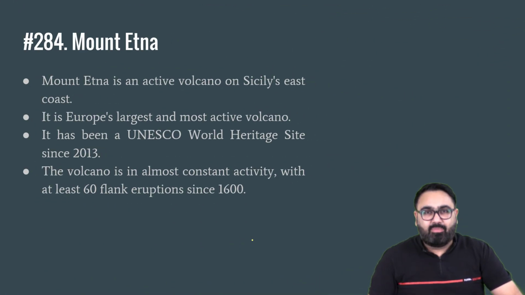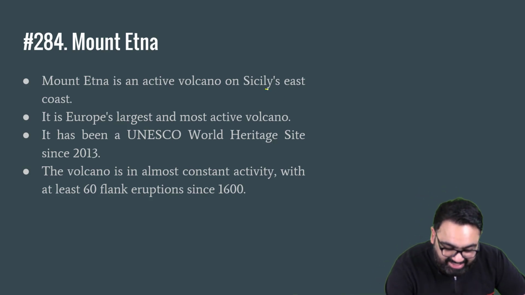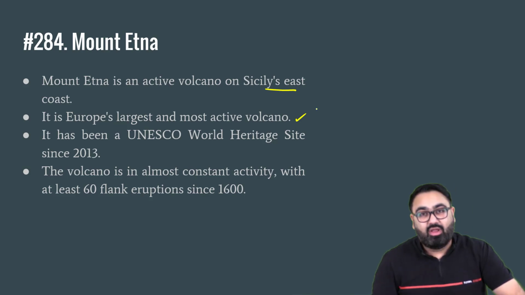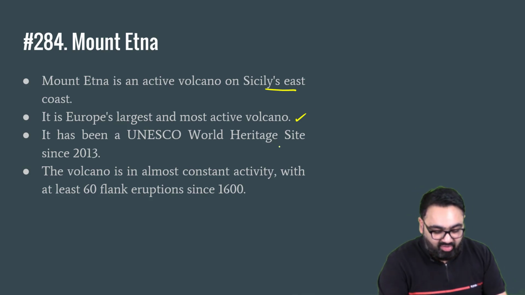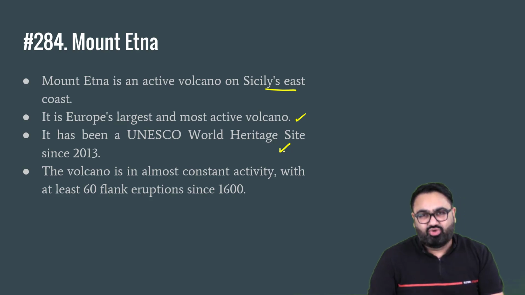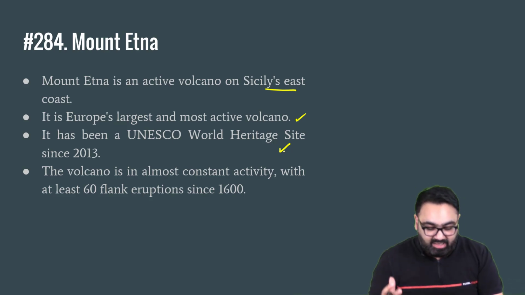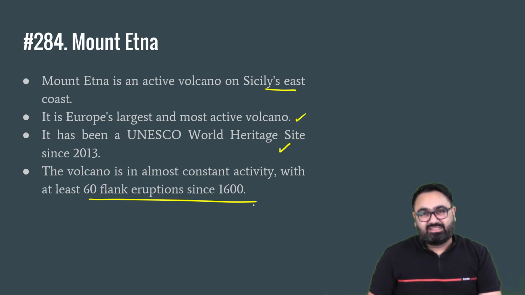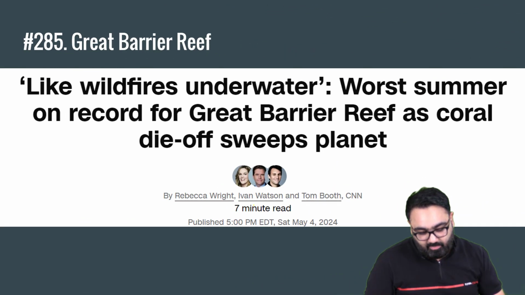Here are a few details about Mount Etna. Do remember, it's an active volcano on Sicily's east coast. It's Europe's largest and most active volcano and also regarded as a UNESCO World Heritage Site. It is usually considered as an active volcano with about 60 flank eruptions since the year 1600.